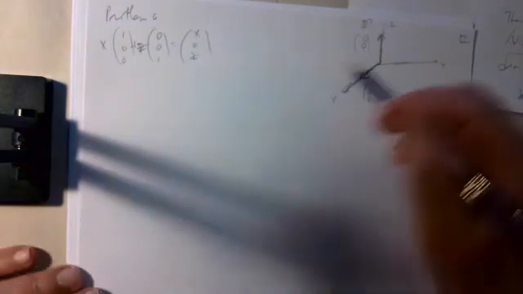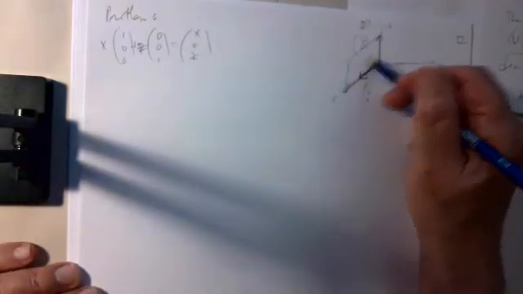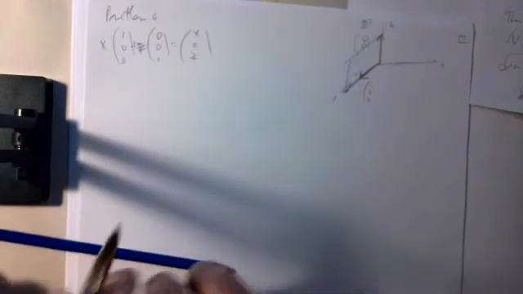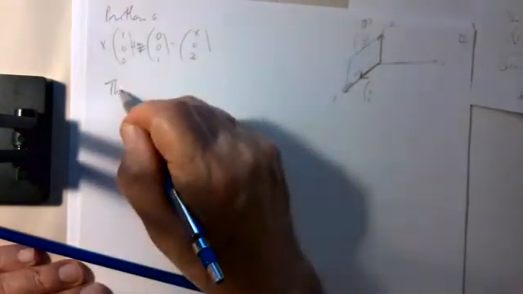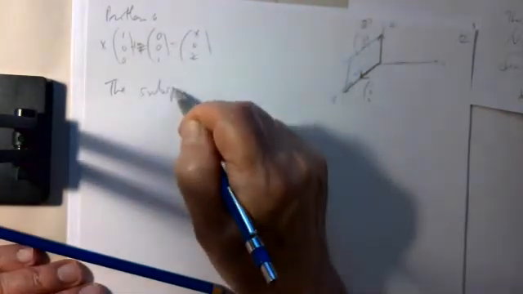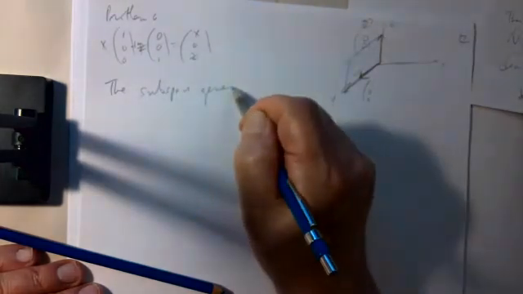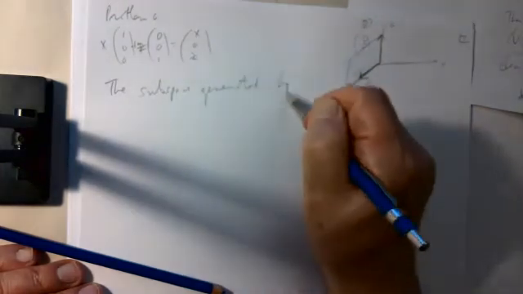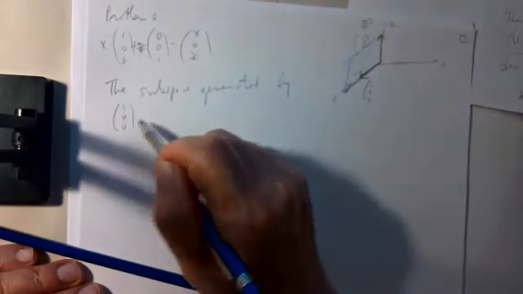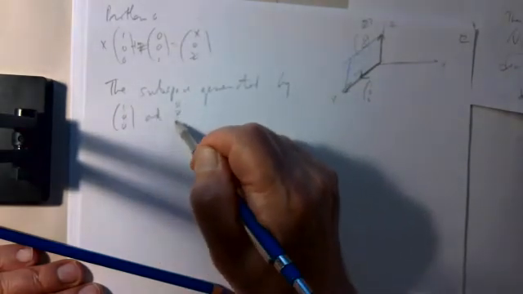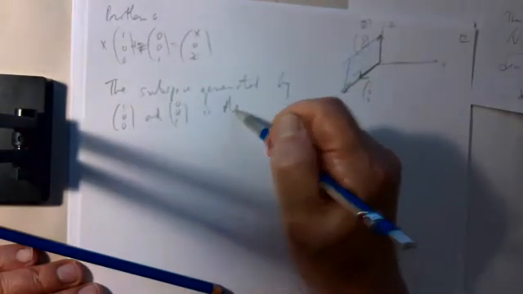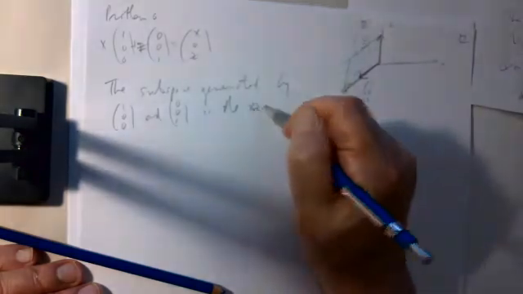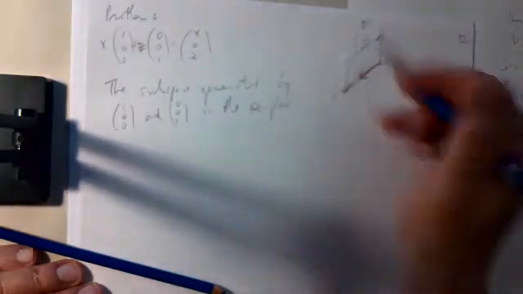So geometrically, this is the subspace generated by the vectors 1, 0, 0 and 0, 0, 1. It's what we would call the xz plane, this infinite plane.